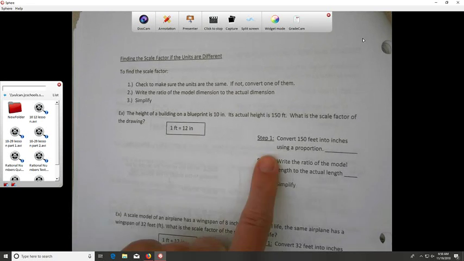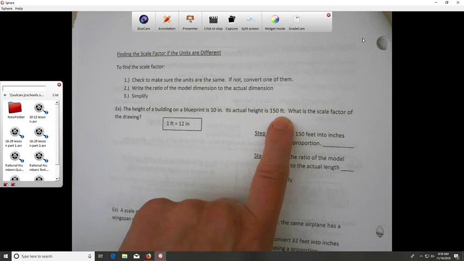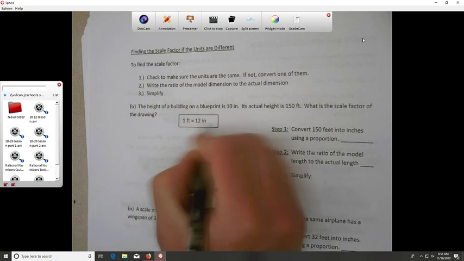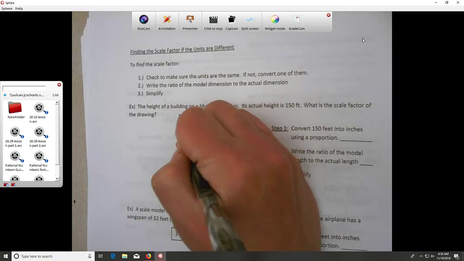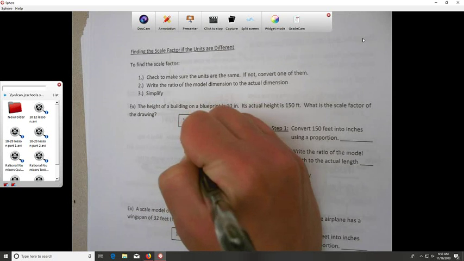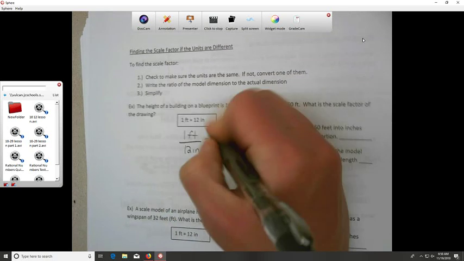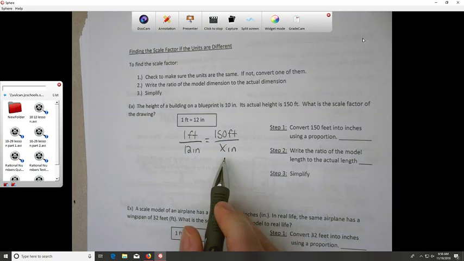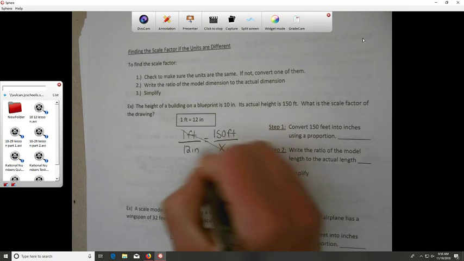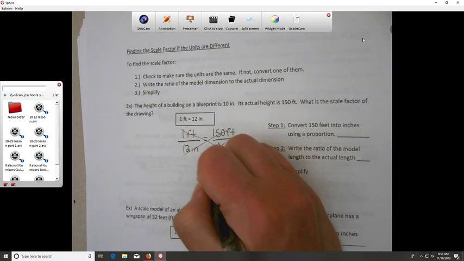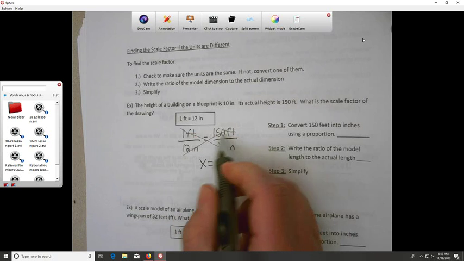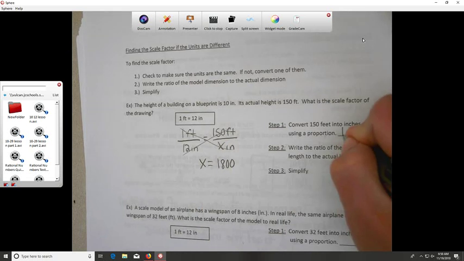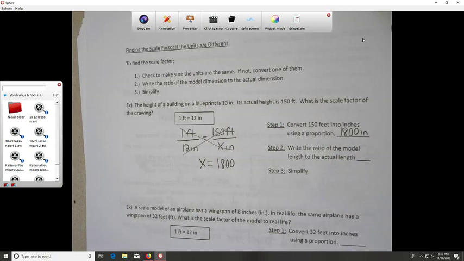So our first step is going to be to convert 150 feet into inches so that then we have both of the same units. All right, so I'm going to start with my scale and use that to do the conversion. So 1 foot is 12 inches. We have 150 feet, and we want to know how many inches. So I'm just lining up feet with feet, inches with inches. And I'm going to cross multiply. So 1 times x is 1x, or just x. And then I do 150 times 12, and that'll give you 1,800. So 150 feet is 1,800 inches.